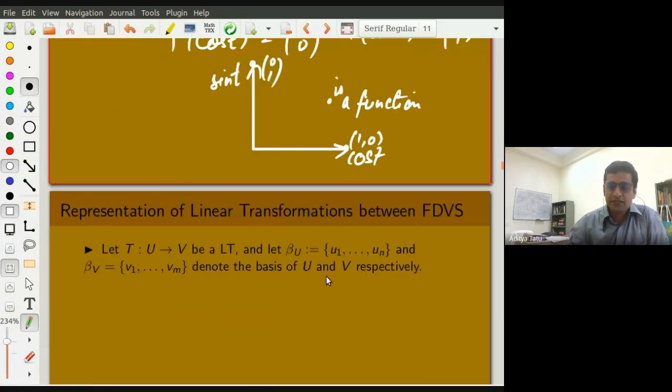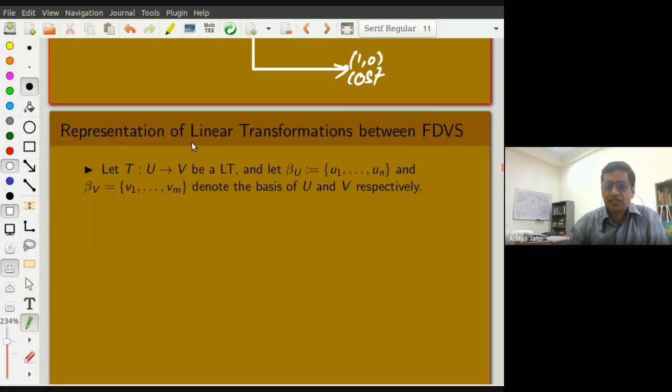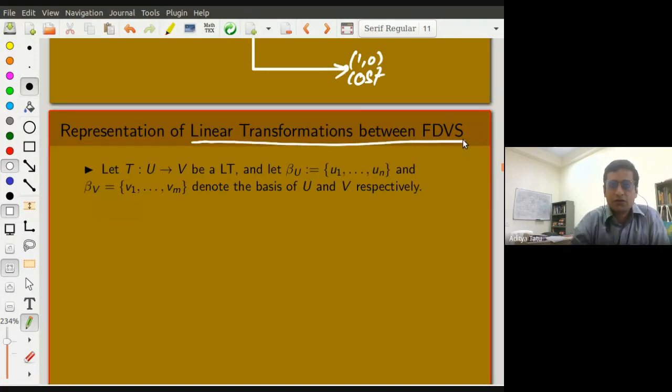So to begin with, let us assume that we are given a linear transformation between finite dimensional vector spaces. I don't know whether I've introduced this notation: FDVS will stand for finite dimensional vector spaces. Of course, I'm not putting any limit on what that finite dimension is, but it is some finite dimension. So let us begin with a linear transformation T between two vector spaces U and V. Let us say the domain vector space U has a basis U1 to UN, and the codomain vector space V has a basis V1 to Vm. N and M can be any arbitrary numbers. They need not be the same. They can be the same. It doesn't really matter.